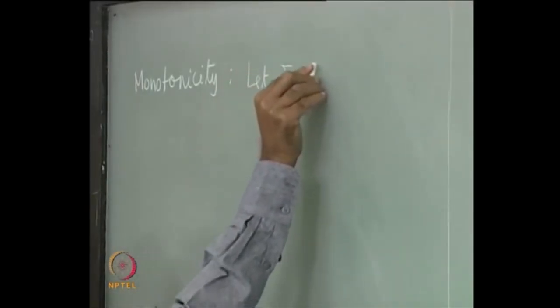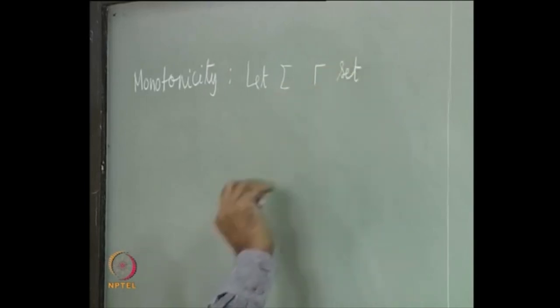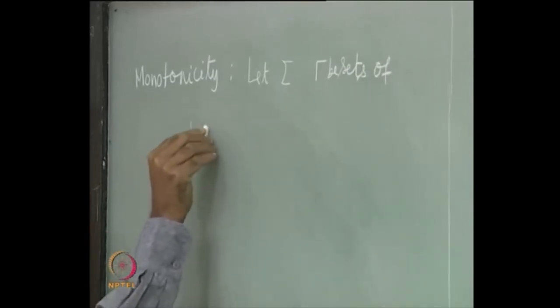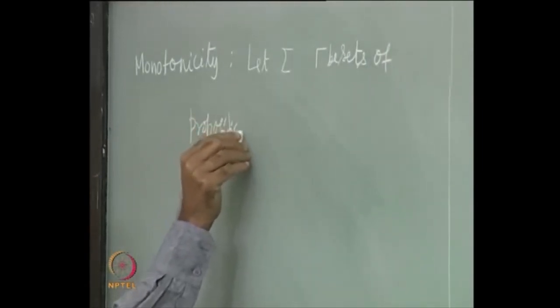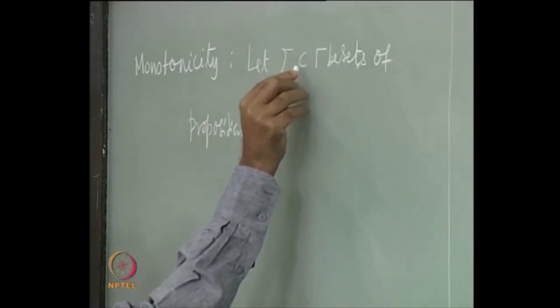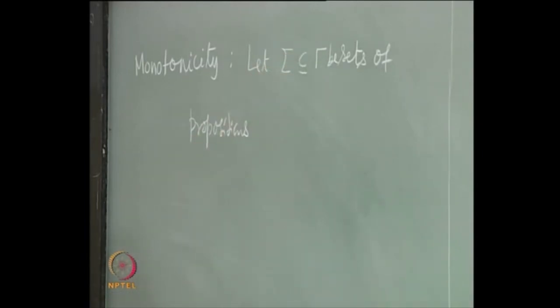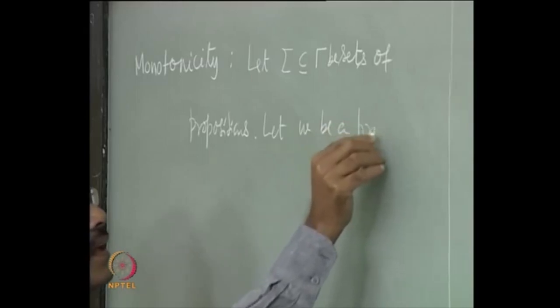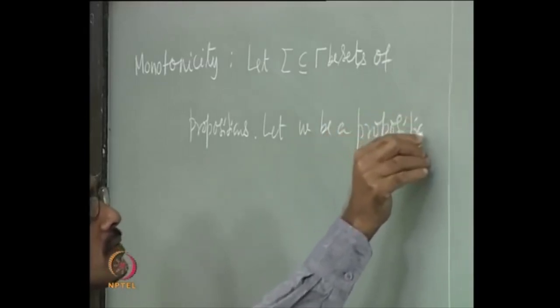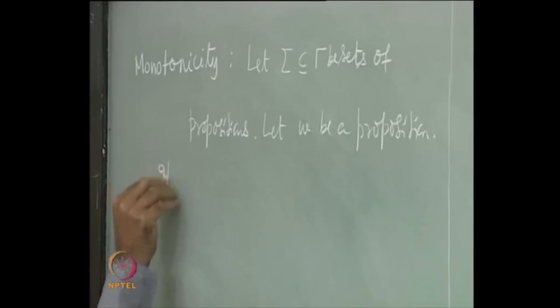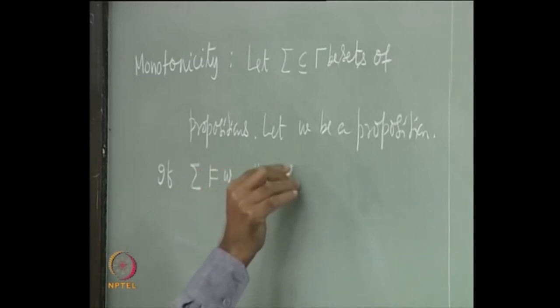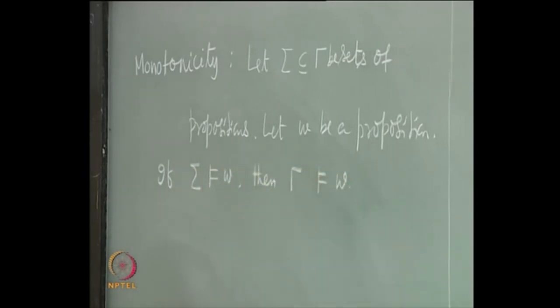So, we start with two sets of propositions, sigma and gamma, where sigma is a subset of gamma. So, there are more premises now. Let W be a proposition. What we say is that if from sigma follows W, then from gamma also follows W. This is one form of the monotonicity.